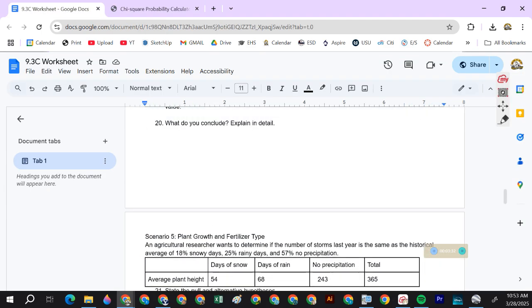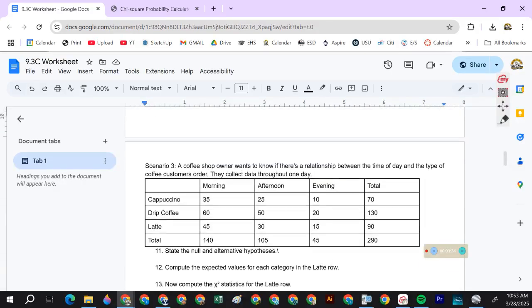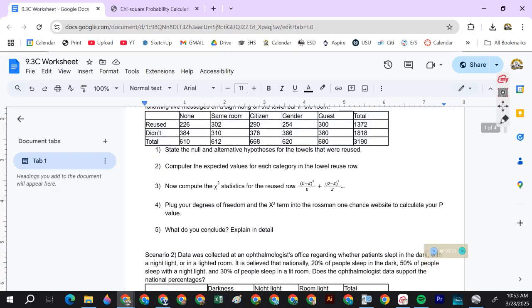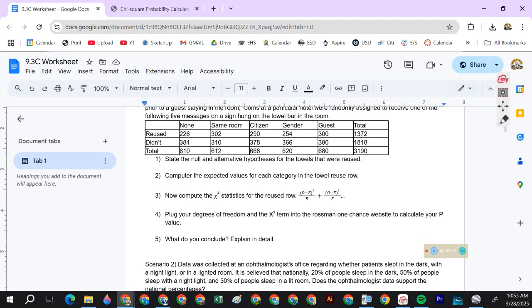So, going back to the first set, what is your conclusion? Was there a difference in towel use? So I didn't even write the alternative hypothesis. So the null hypothesis said all the categories are equal. The alternative would say at least one category is not equal.